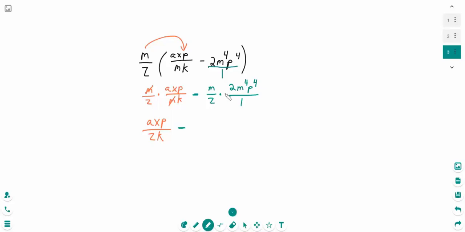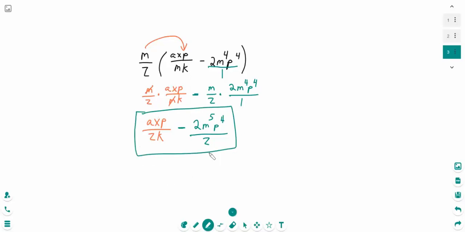And is there anything to cross cancel here? Well, in this case, there is not, right? So we can start multiplying through. So m times this 2m to the fourth p to the fourth is going to give us a 2m to the fifth p to the fourth over z times 1, which is just z. All right? And there we go. We're done. There's nothing left in this term that we can do, nothing left in this term that we could do. That would be our solution.